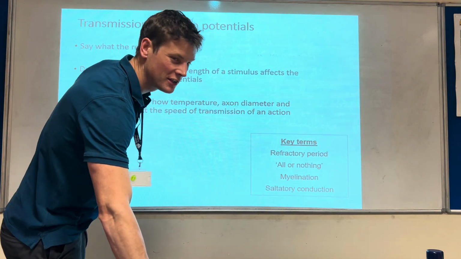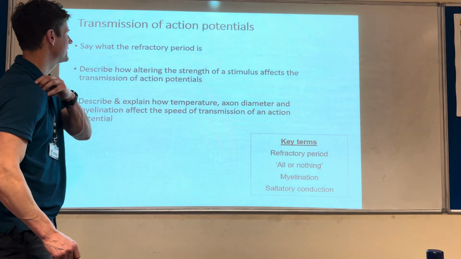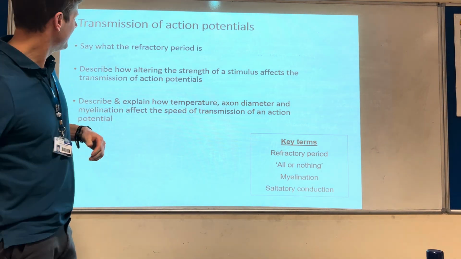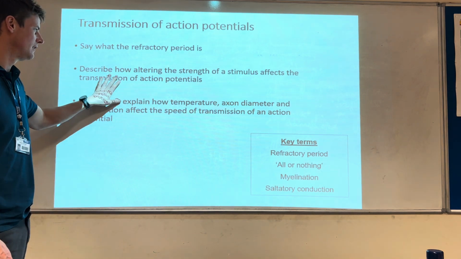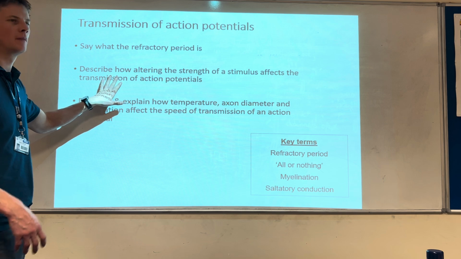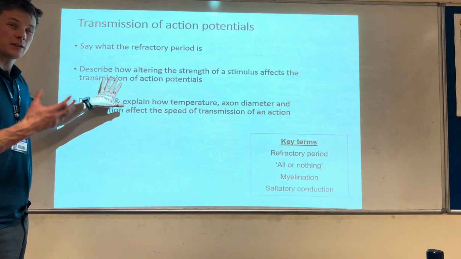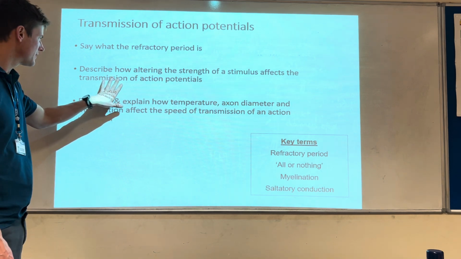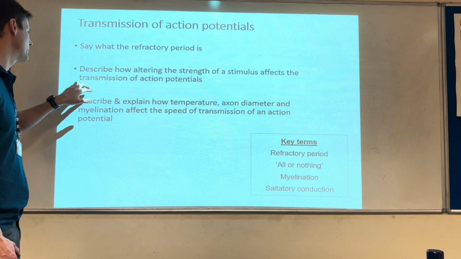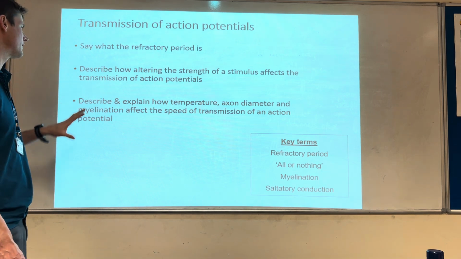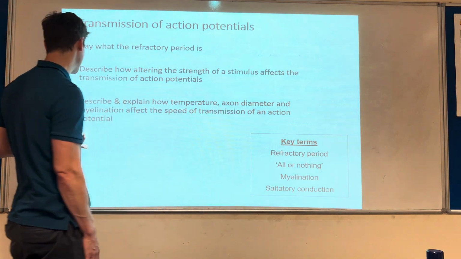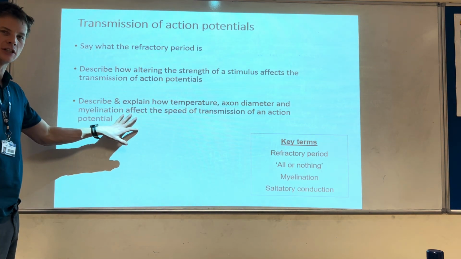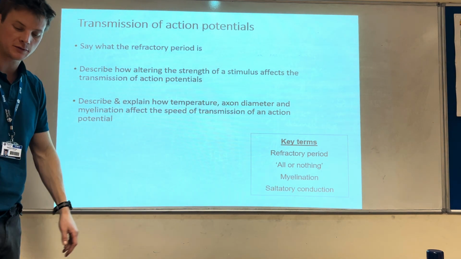Okay, this is the next video in the trilogy of action potentials. Have a look at what the refractory period is. Try to explain what we mean by the all or nothing principle and how altering the strength of a stimulus affects the transmission of action potentials. And then some other factors, so temperature, axon diameter, myelination, how they affect the speed of transmission.